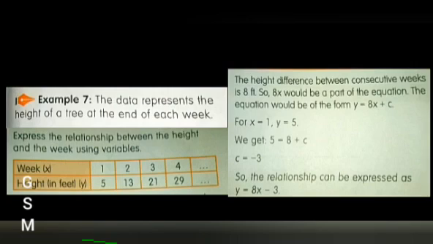The equation would be of the form y is equal to 8x plus c. For x equal to 1, y equal to 5. We get 5 is equal to 8 plus c, c is equal to minus 3. So the relationship can be expressed as y is equal to 8x minus 3.